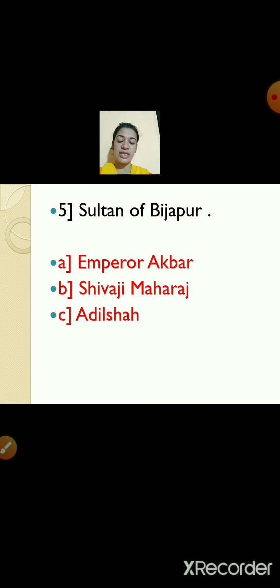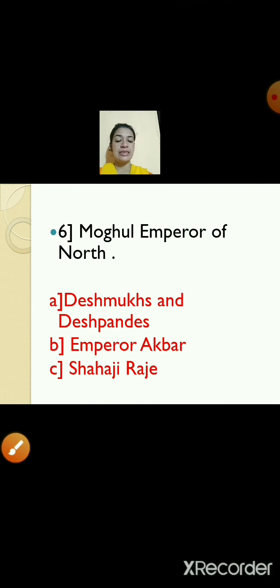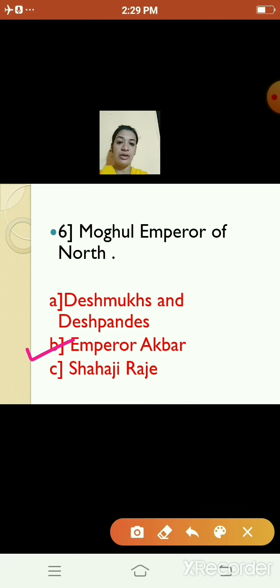Very good. The correct option is Adil Shah, Sultan of Bijapur. Sixth one, Mughal Emperor of North. The options are Deshmukhs and Deshpandes, Emperor Akbar, Shahaji Raje. Very good. The correct option is Emperor Akbar, Mughal Emperor of North.